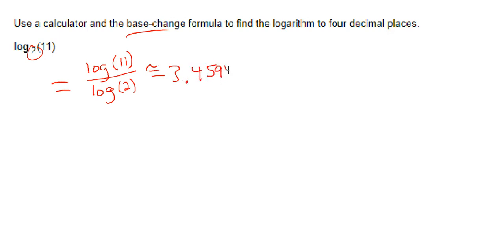3.4594 when I round to 4 decimal places, which, like I said, is their favorite thing to do in this section. So, all right, that is converting a logarithm to a different base so that you can plug it into your calculator to get an approximate value for that logarithm. All right, so that is the end of section 4.3. So the next section that we'll be doing is 4.4.